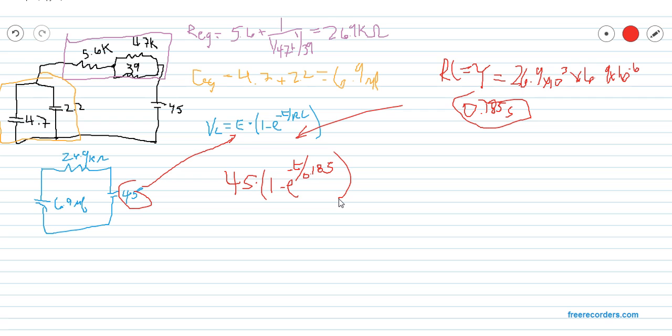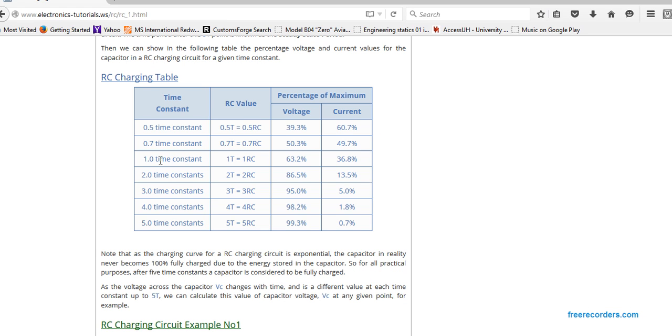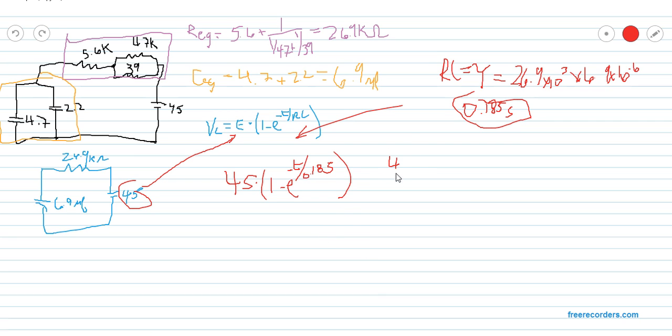The second part of the problem asks us to determine, after one time constant, what is the value. We had to compare that to a chart or a graph of some sort. So I went online and I found a chart. I'm going to put the link up here. For one time constant, basically you multiply your source voltage by 63.2%. So from here we know that 45 times 0.632 should equal what we put in here for one time constant.